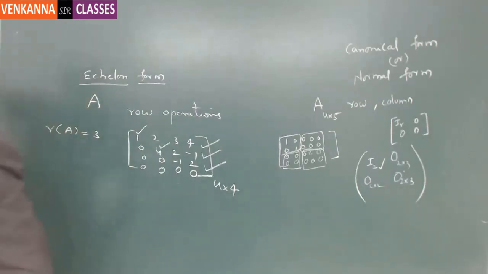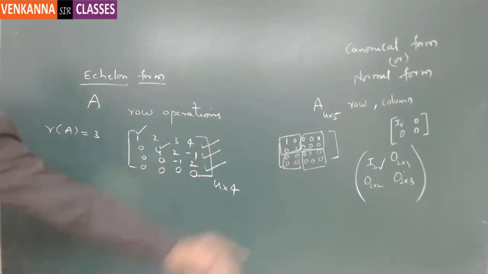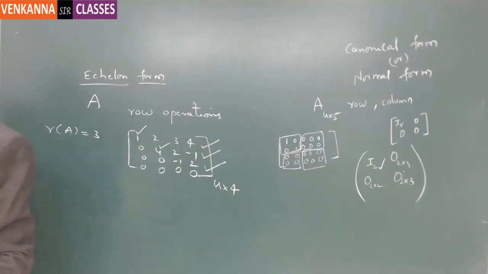Okay? Is the definition known? Usually the question will be framed as: find the rank of the matrix by reducing it into normal form or canonical form. In such a case, you need to apply both row and column operations and reduce it into that form. However, if the question is framed as just find the rank of the matrix, we simply apply only row operations and find the rank by reducing it into echelon form.